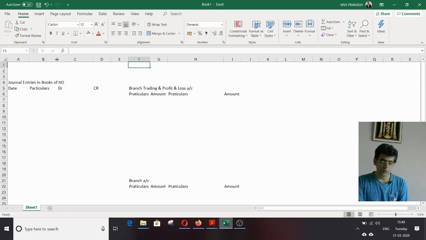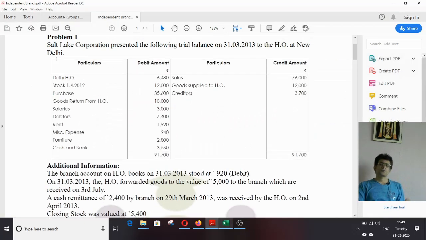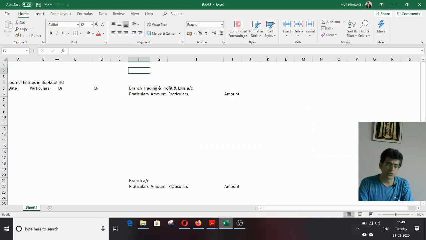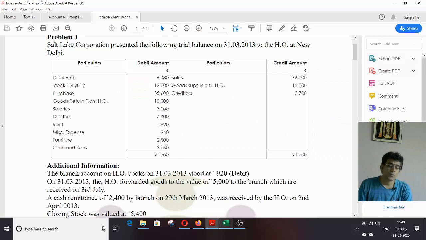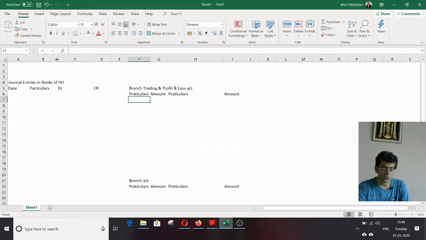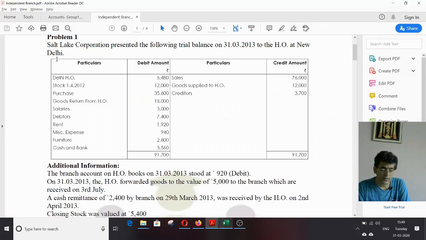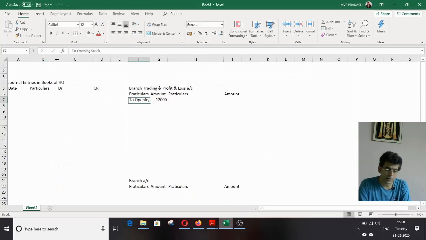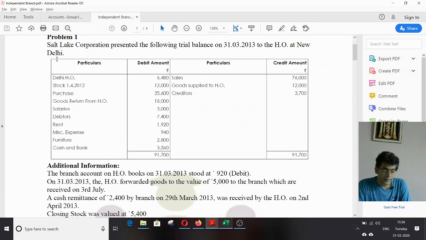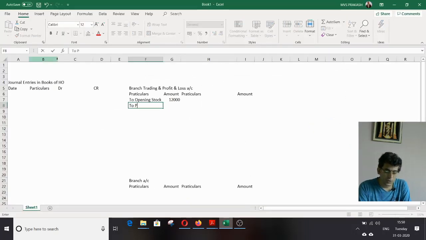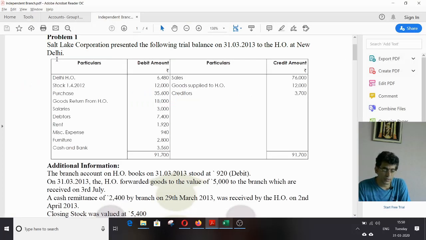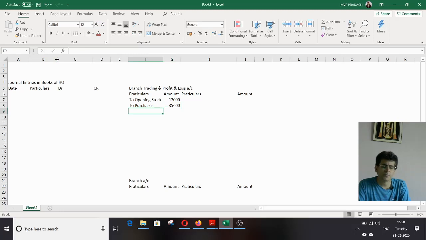Now let us get into the problem here. Delhi head office, what is this? Opening stock. So as it is an opening stock, here, yeah, 12,000 is nothing but your opening stock. So to opening stock, the amount 12,000 is going to be called as the opening stock. Then purchases, to purchases, what is the amount there? 35,600. So just simply you are preparing the trading account, you are finding out the profit and loss account, then we'll be passing the entries.